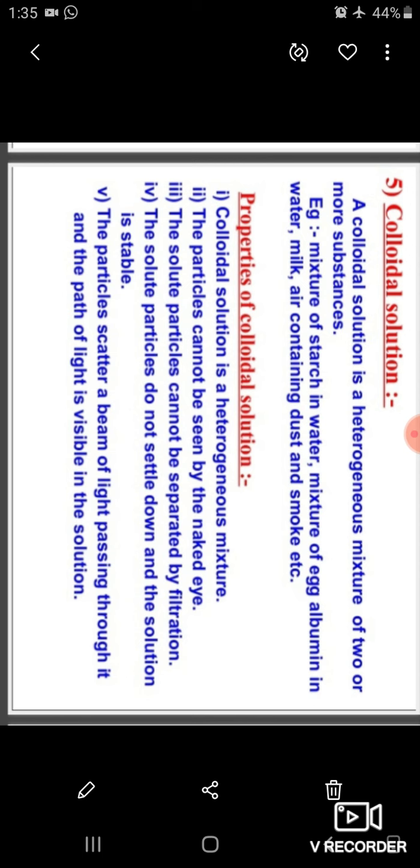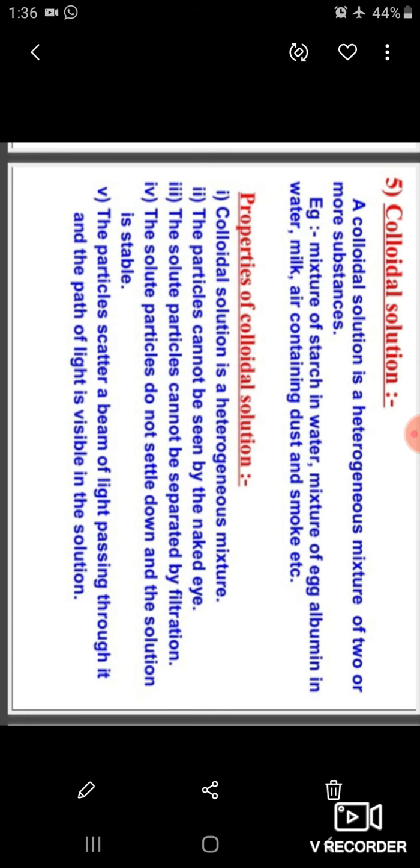The mixture appears to be homogeneous, but actually a colloidal solution is a heterogeneous mixture. For example, milk is an example of a colloidal solution. Because of the small size of colloidal particles, we cannot see them with the naked eye.